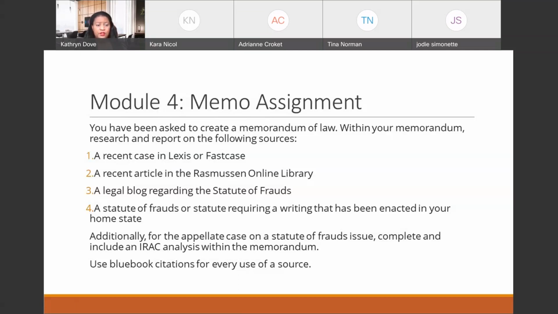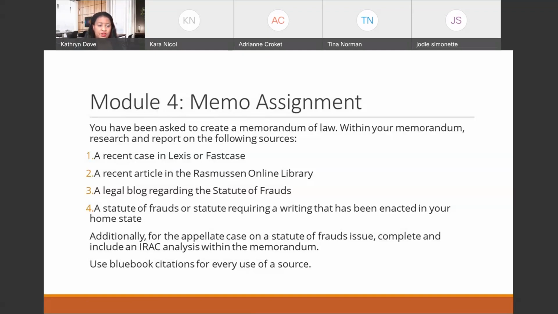2, find a recent article about the statute of frauds in the Rasmussen online library. 3, find a legal blog, you can Google this, regarding the statute of frauds. And 4, find the statute of frauds in your home state. Minnesota has a particular statute, Minnesota Stat, whatever number for the statute of frauds.